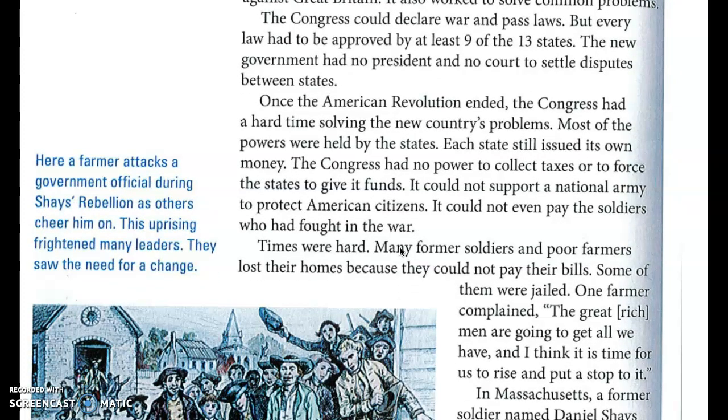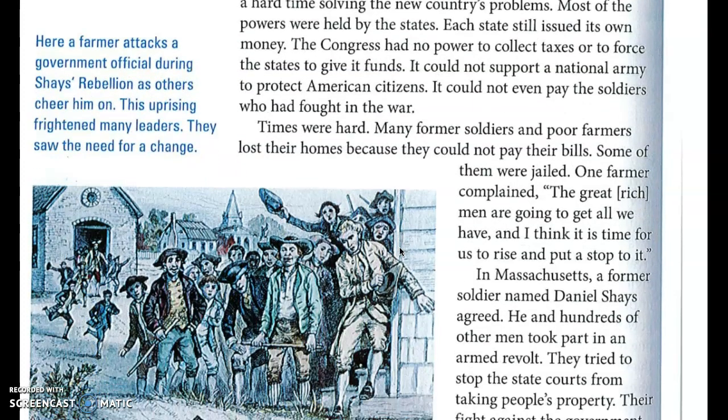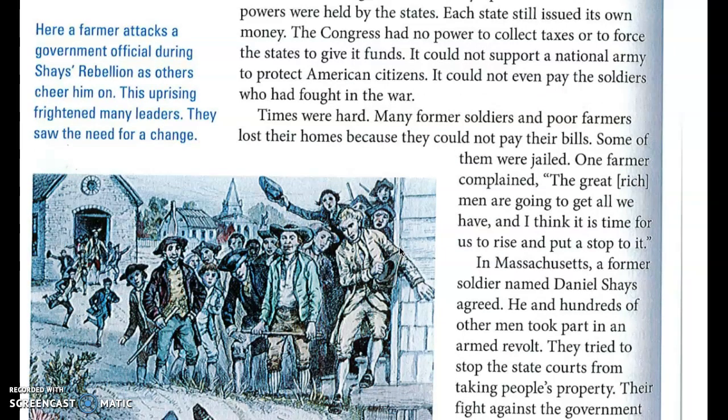Once the revolution ended, the Congress had a hard time solving the new country's problems. Most of the power was held by the states. Each state still issued its own money. The Congress had no power to collect taxes or to force the state to give its funds. It could not support a national army to protect American citizens. It could not even pay the soldiers who fought in the war. Many times were hard. Many soldiers and poor families lost their homes because they could not pay their bills. Some of them were jailed.